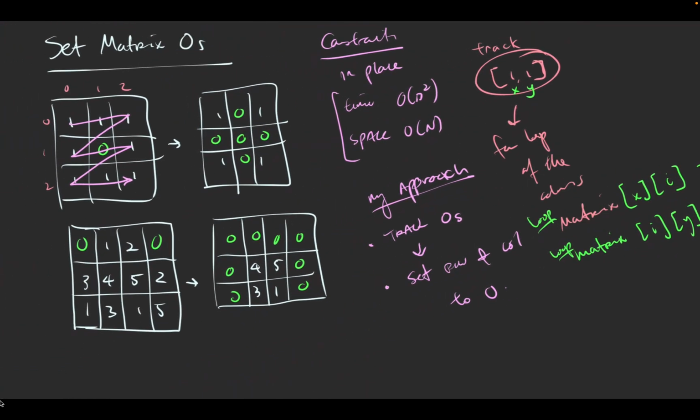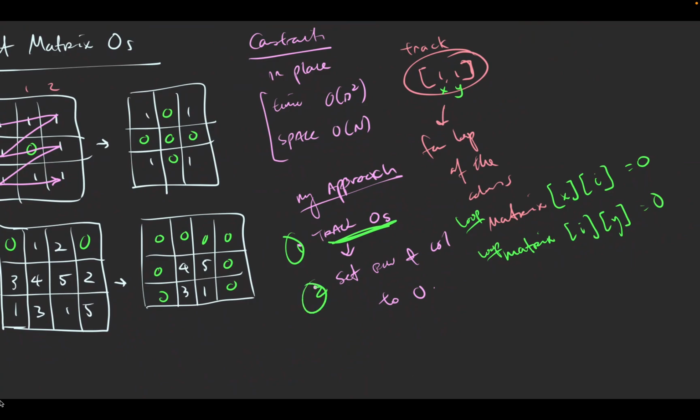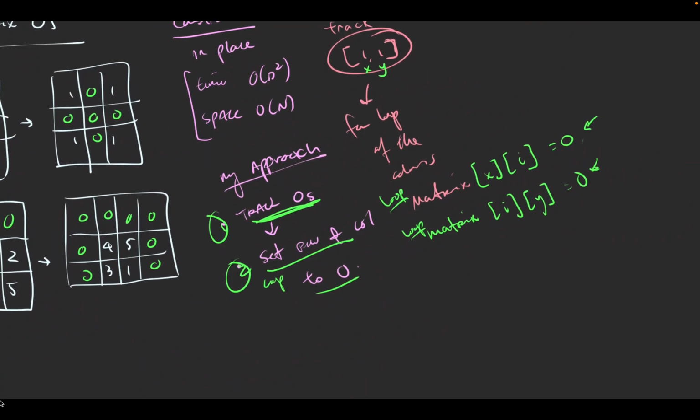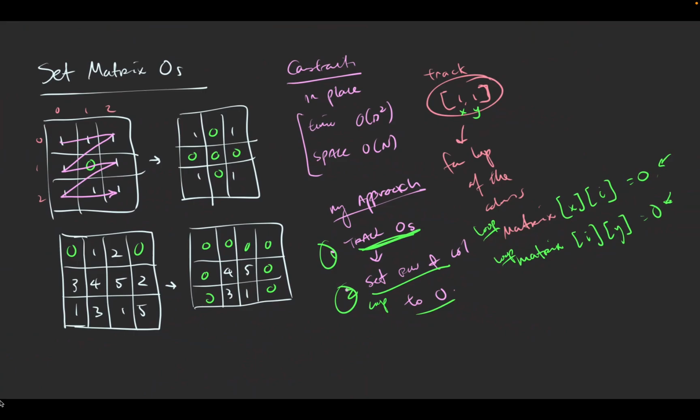So that's sort of the intuition: one is track the zeros, and then two, utilizing a loop, set the row and column to 0, right? So that's the basic idea, and let's go ahead and code that out.